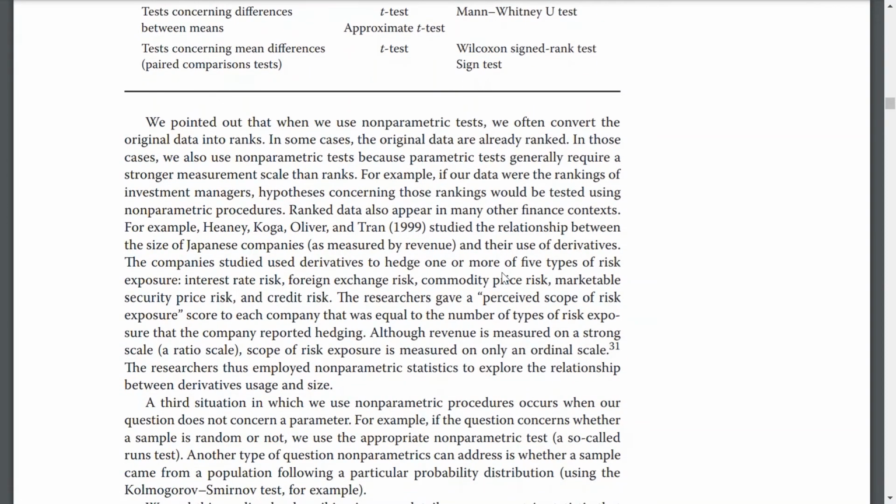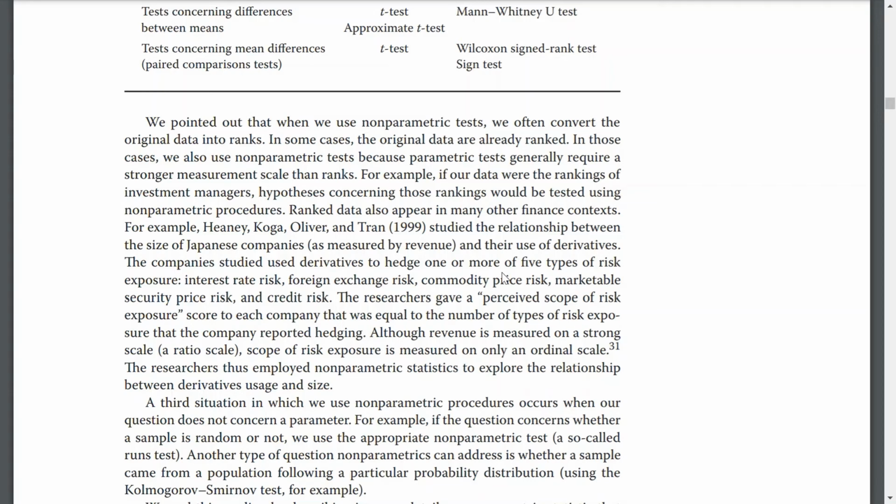We pointed out that when we use non-parametric tests, we often convert the original data into ranks. In some cases, the original data are already ranked. In these cases, we also use non-parametric tests because parametric tests generally require a stronger measurement scale than rank. For example, if our data were the rankings of investment managers, hypotheses concerning these rankings would be tested using non-parametric procedures. Ranking data also appear in many other finance contexts.